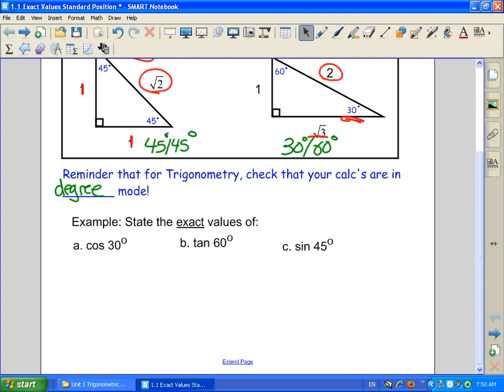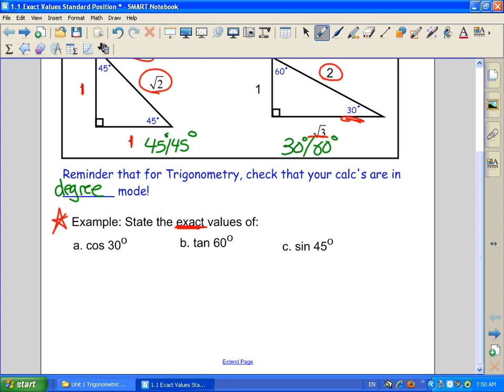All right, let's take a look at some of these examples here. Now, in particular, I want you to pay attention how the question's asked. If it says to state the exact values, then 9 times out of 10 you're not using your calculator. You're going to use these special triangles, either your 1, 1, root 2 or your 1, 2, root 3 triangle.